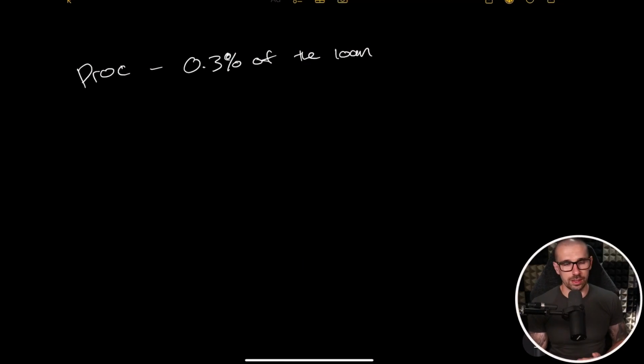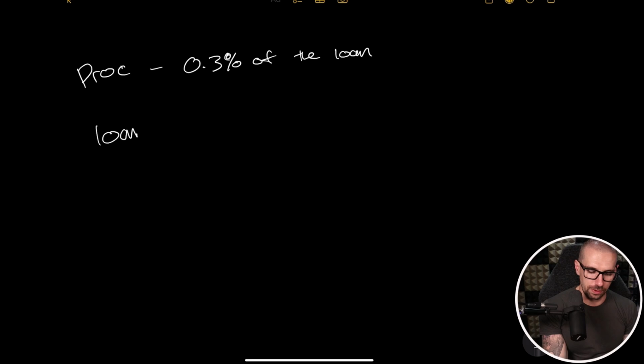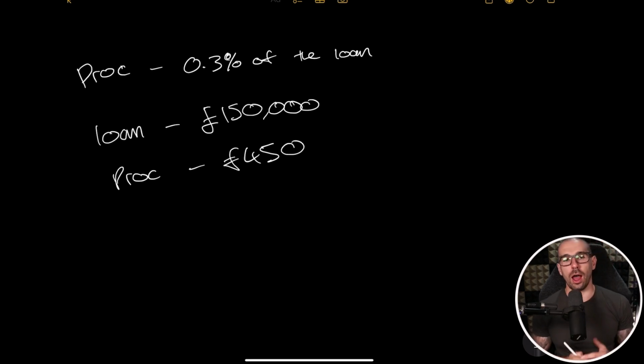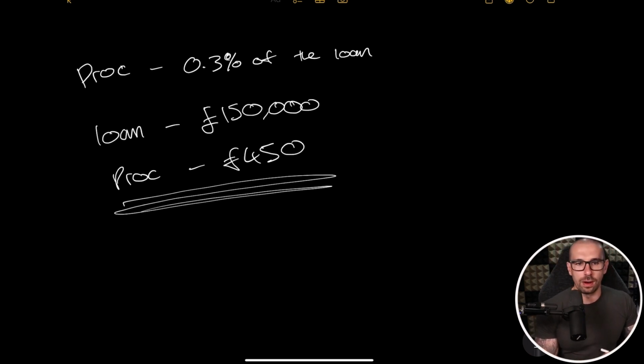Now, the maths with this could be pretty bad. I'm dyslexic, so this is going to be fun. If we take an average loan of, say, 150,000, your proc is going to be around £450. Again, that might go up to maybe 550, 600, depending on the lender you choose. But your proc is going to be around £450. So that's the first part of the income made.